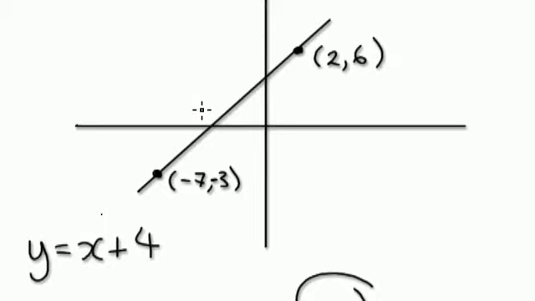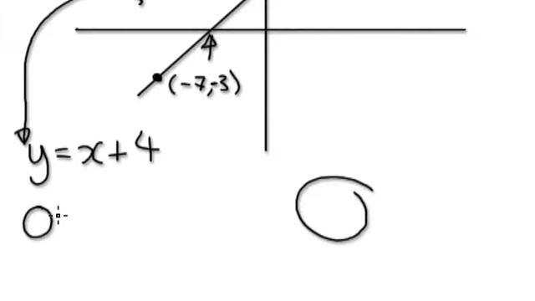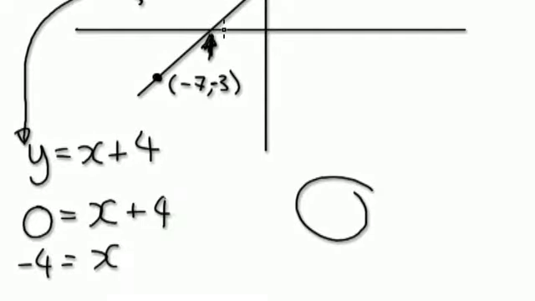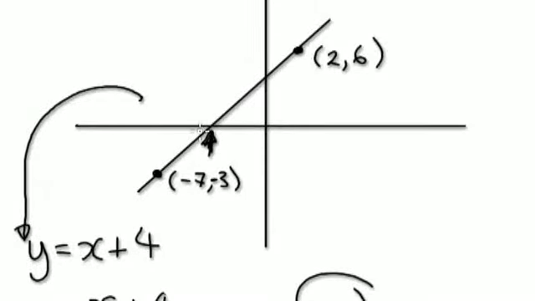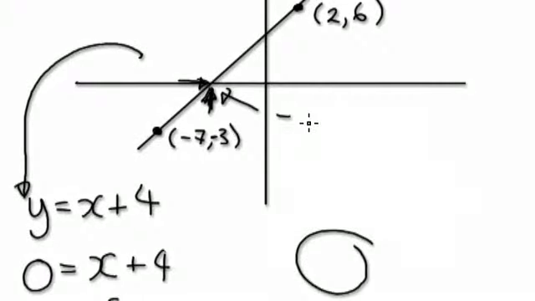So if you want to know what x is right here, put 0 into the y. What will x be when y is 0? So you put the 0 into the y. You've got your equation here. Now take away 4 from both sides. So minus 4 equals x. So when y equals 0, x is negative 4, at this point here.